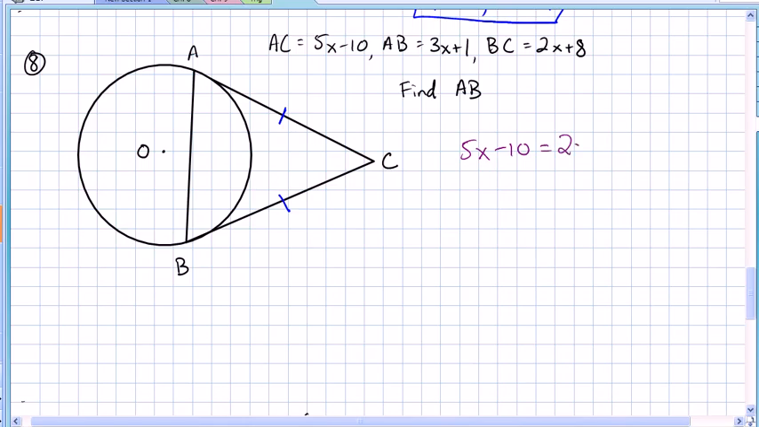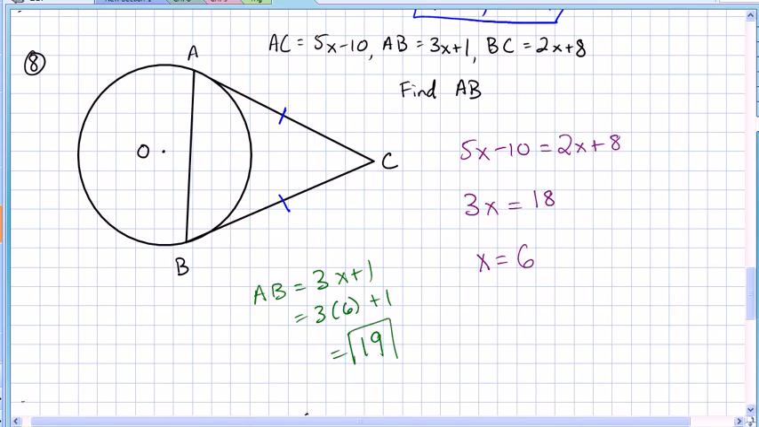I'm going to move my 2x to the left side, that gives me 3x. I'm going to add 10 to both sides, that will give me 18. Dividing by 3, we get x equals 6. Now it asks us to find AB. AB is equal to 3x plus 1. All we need to do is substitute 6 in for x. So 3 times 6 plus 1, and that should give us 19 for our final answer for number 8.